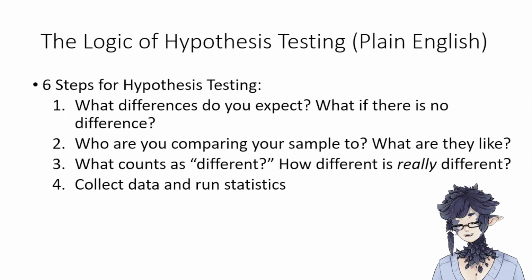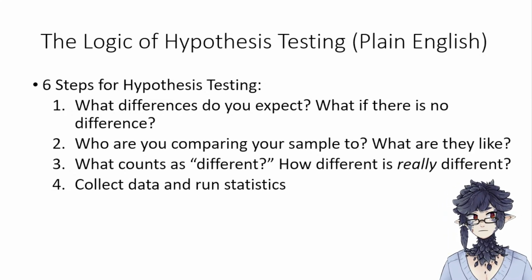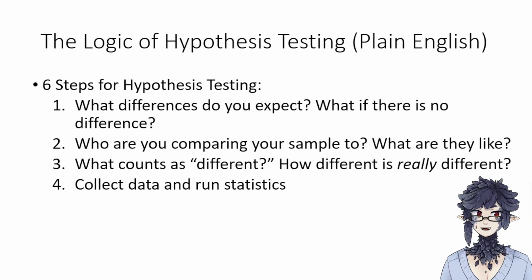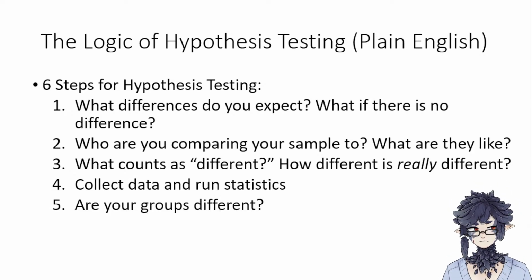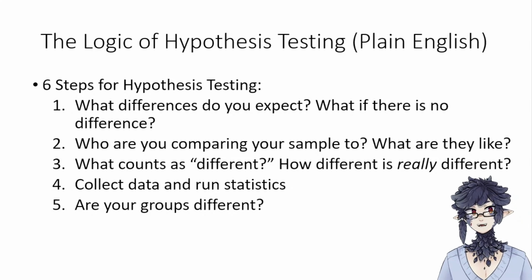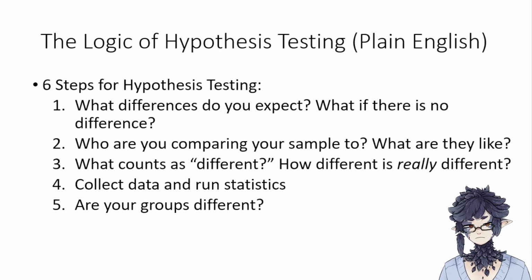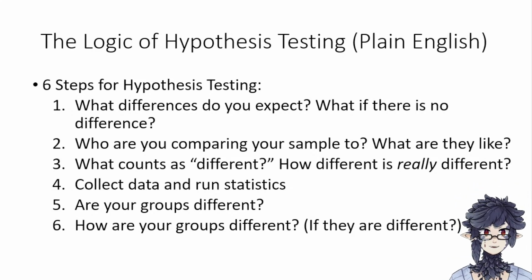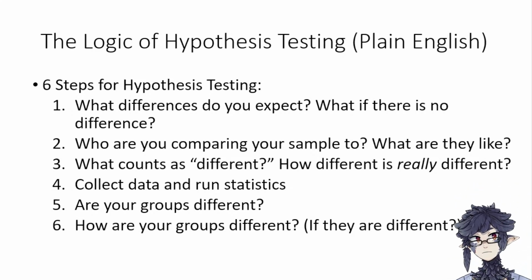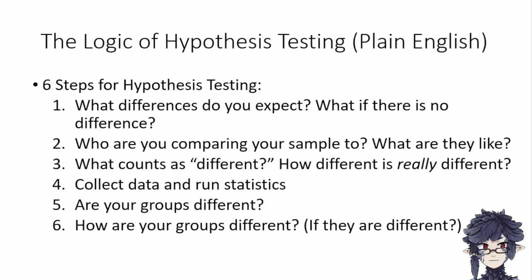I guess I could change this to just say, get numbers, do math, because that's pretty much what this step is. Then you decide if the groups are different, yes or no, or if you're testing for a correlation, you test to see if there is a correlation. And then you figure out, how are your groups different? Assuming that you rejected the null, you concluded something's going on here. How? What is that difference?